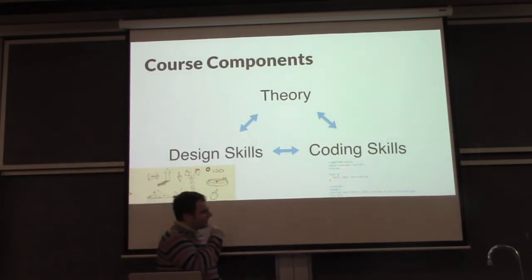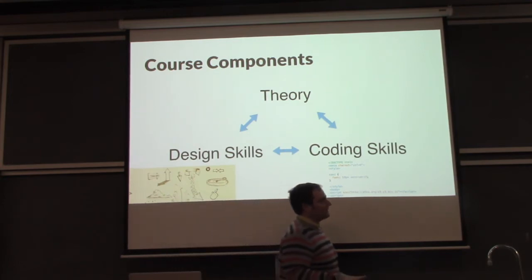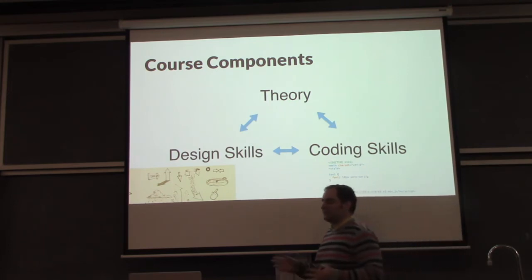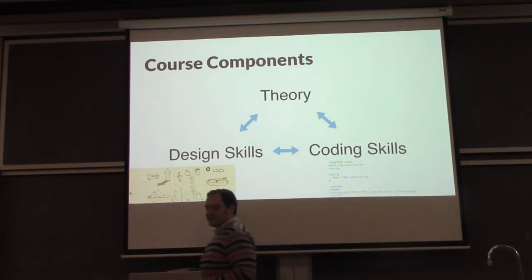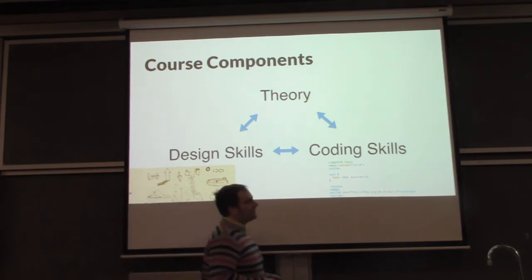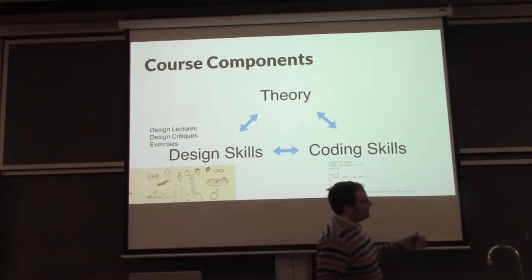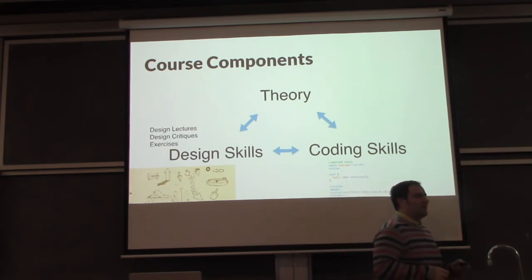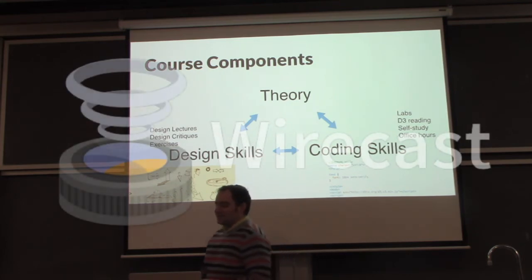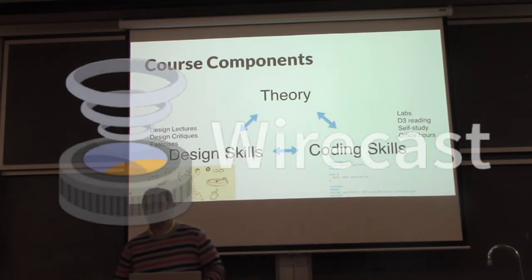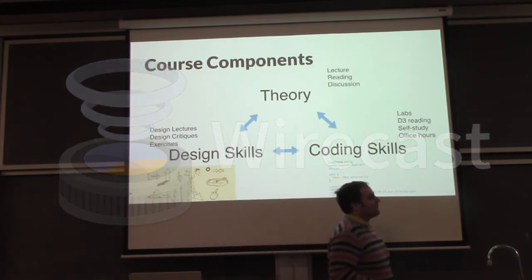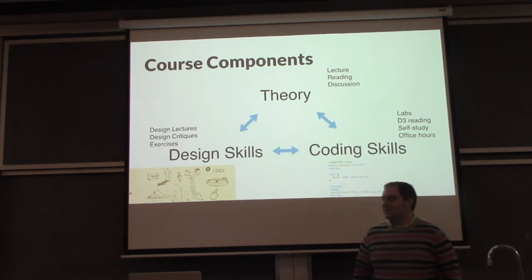Okay, so I wanted to talk a little bit about the stuff that we generally talked about. What I tried to do in this course is to have 3 course components: the theory, the coding skills, and the design skills. Design, not in terms of graphical design or sketching, but in terms of design lectures, design critiques, and exercises, how to design visualization. The coding skills in terms of the labs, the deep reading, the self-study, the office hours, the hackathons, the homeworks, the projects, and so on. And the theory, of course, lecture, reading, and discussion.